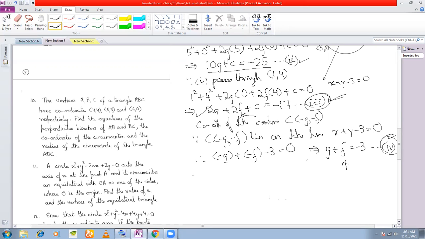So what do I do? I remove f between 3 and 4. So eliminating f between 3 and 4 by multiplying 3 by 8, or rather 4 by 8.